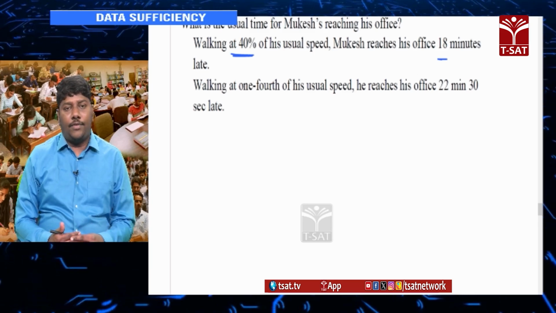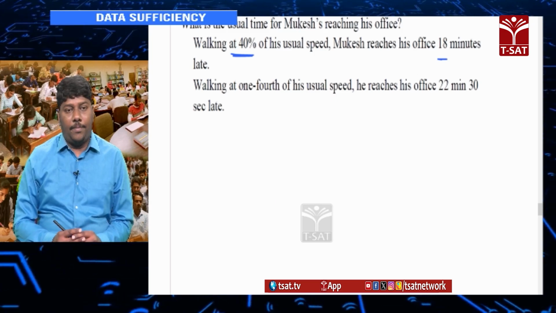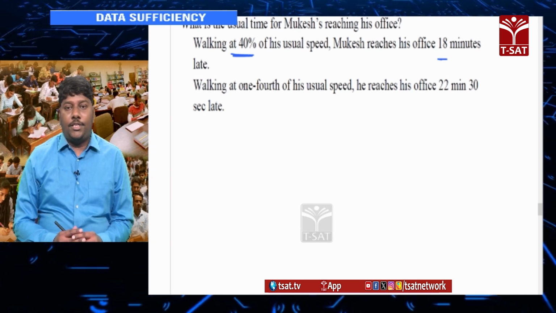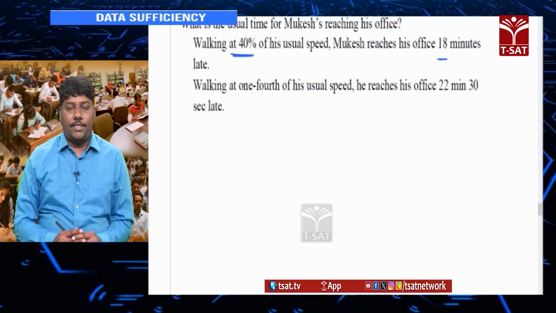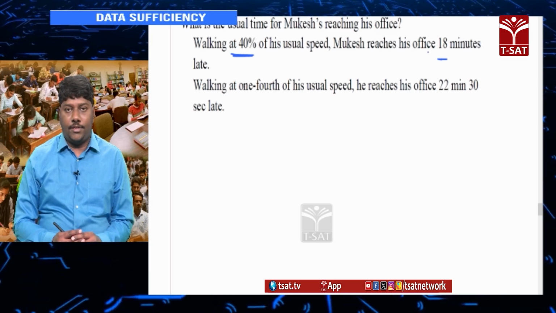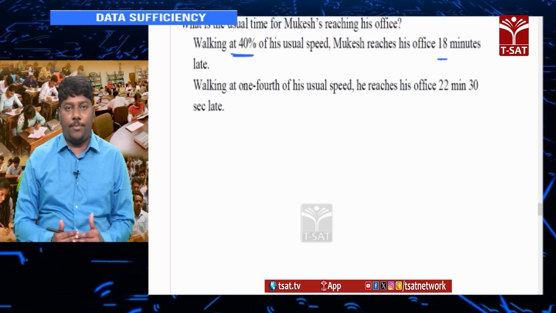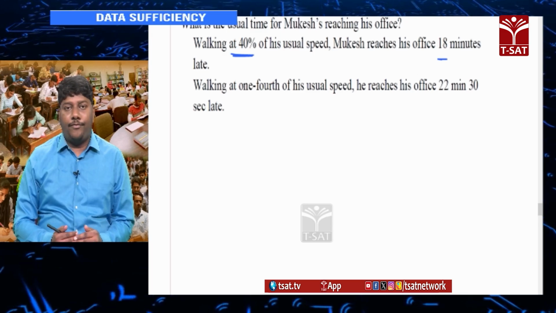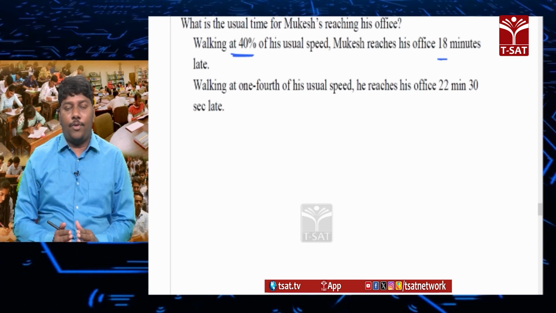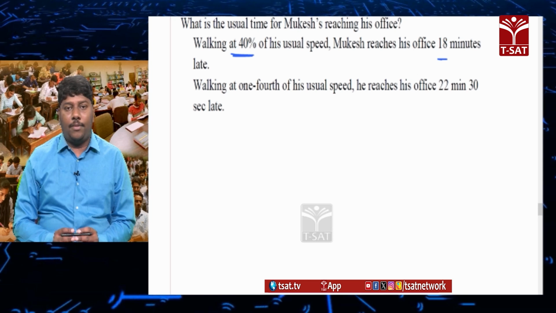By using the first statement alone, I am not finding it because there is no need to. Look at the second one. Walking at 1/4 of his usual speed, he reaches the office 22 minutes 30 seconds late. Obviously, when speed decreases, time increases, and you know what percent the speed decreases and how much the time increases. So you can find it out by using statement 2 also. I am only interested in whether I can say by using statement 1 or 2. Never solve if you can say by looking at it.